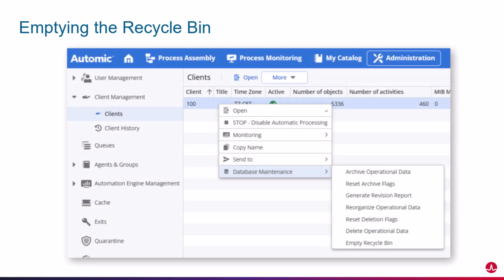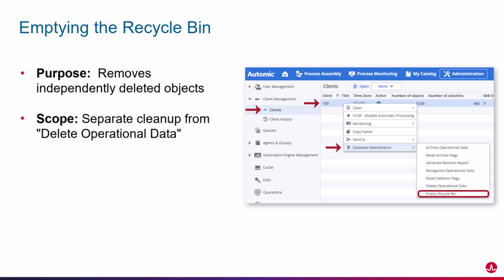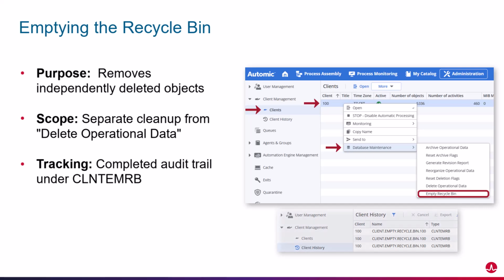Beyond the core lifecycle, another important maintenance task is emptying the recycle bin. This action physically and permanently removes objects that have been independently deleted from the system, not using the delete data option. Tracked under the CLNTEMRB task type, the report completes your audit trail for this specific cleanup.